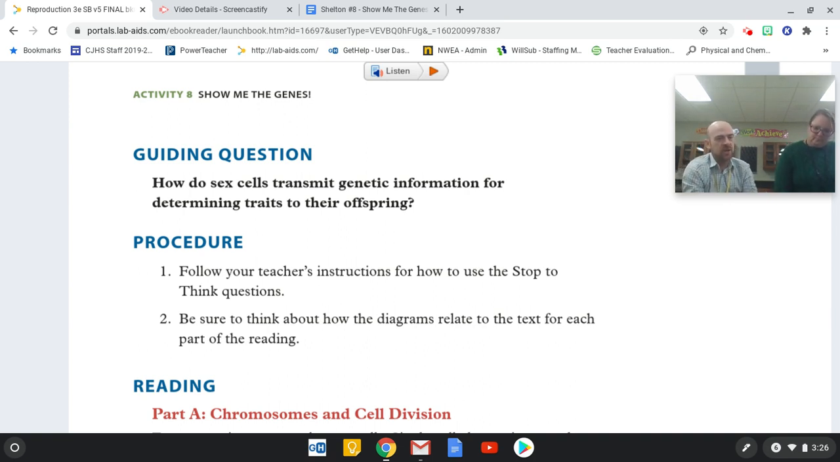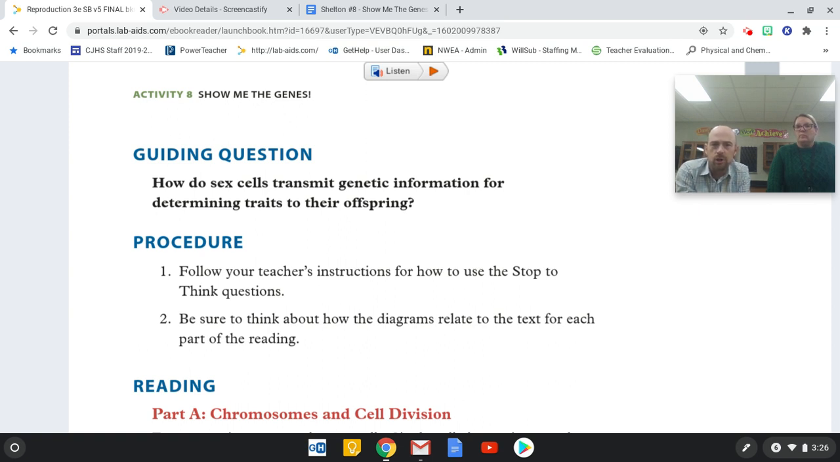So I'm on the guiding question. The guiding question is the purpose of this activity. In other words, if you can answer this question by the end of the activity, then you've understood the lesson. So the guiding question is this: how do sex cells transmit genetic information for determining traits to their offspring?